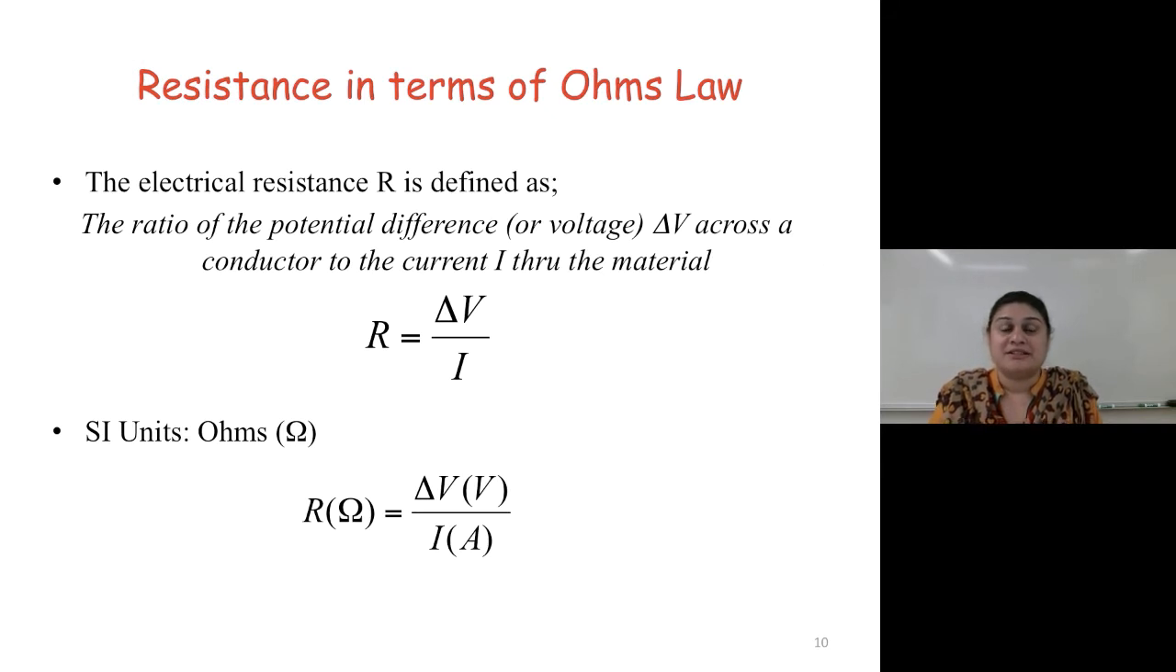So electrical resistance can also be defined in terms of Ohm's law as the ratio of the potential difference, or voltage ΔV, across a conductor to the current through the material.